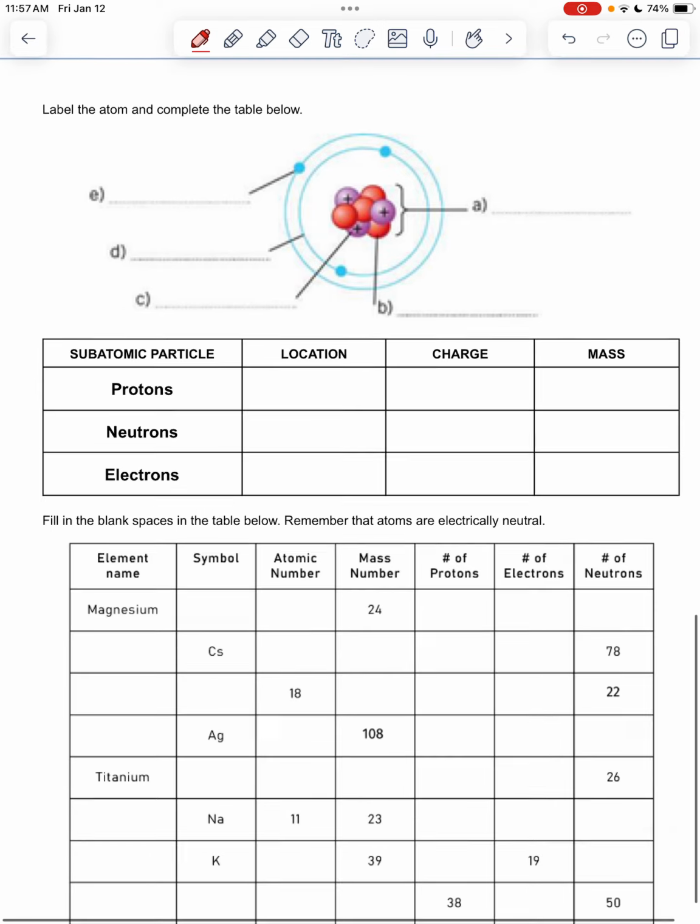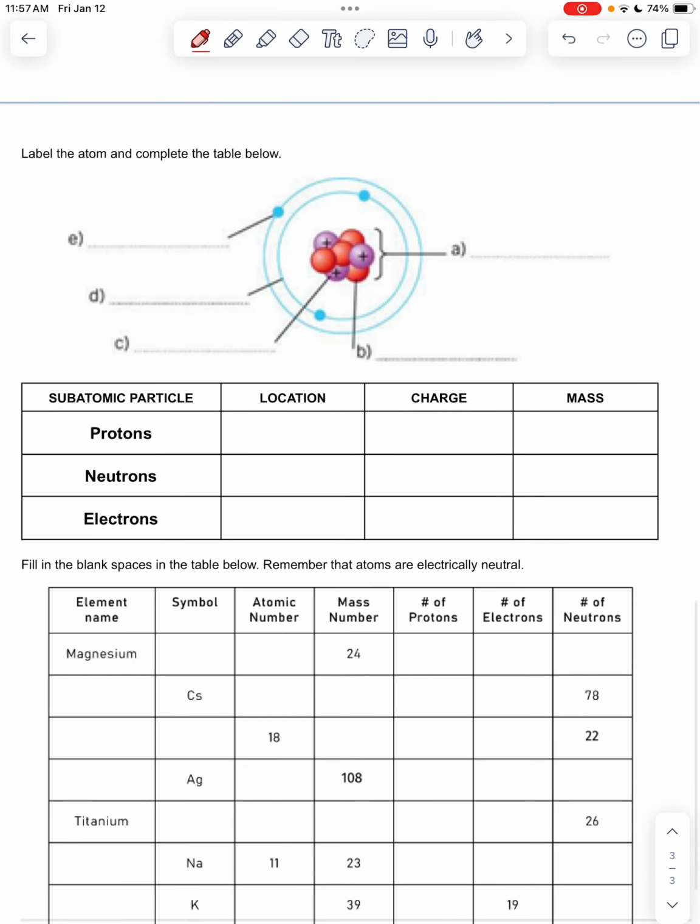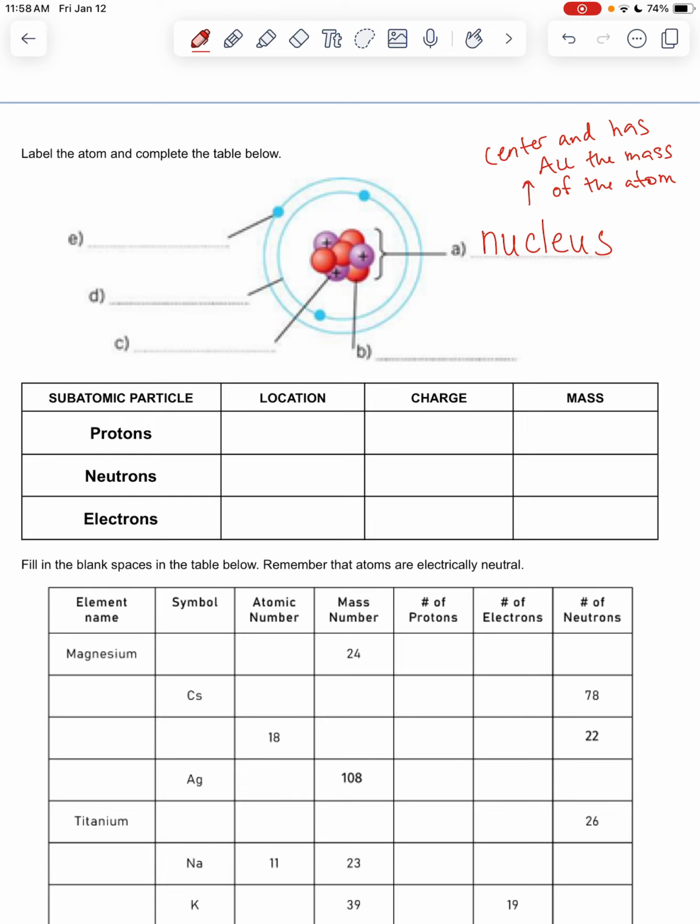So in this case, at the top part, the major part is the center of the atom we call the nucleus. All right, the nucleus is the center and has all the mass of the atom, right? It's very dense in there, coming back to the word density, because those particles that are in there actually weigh a little bit of a certain amount.